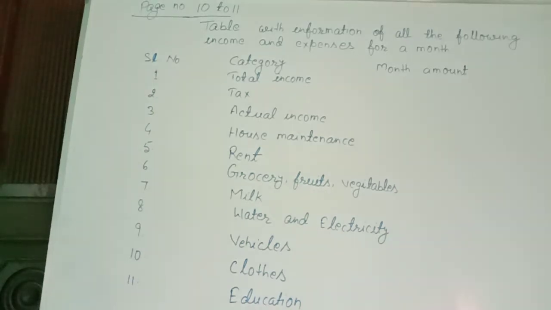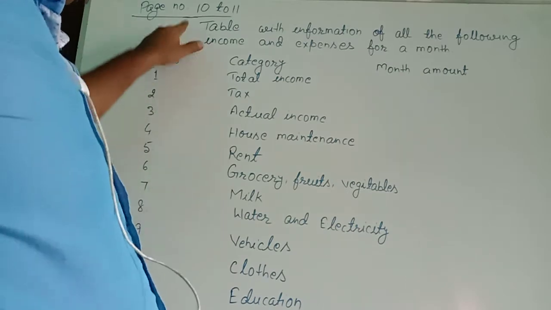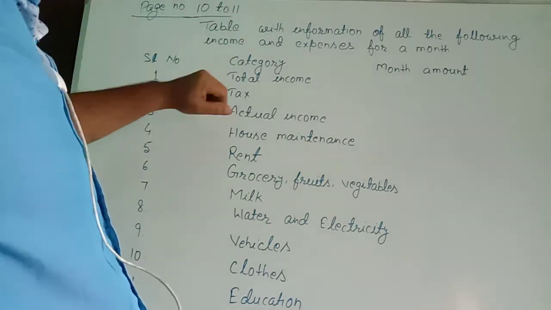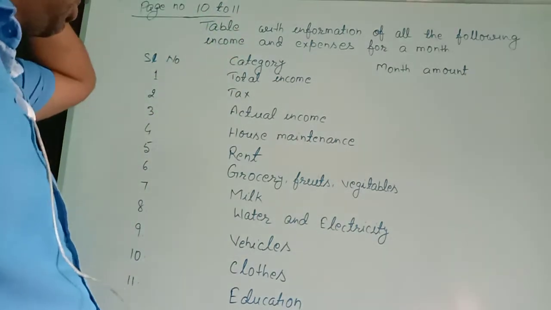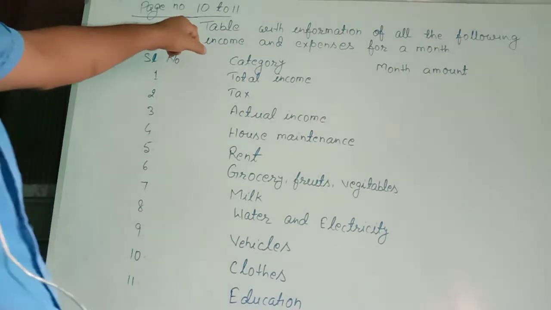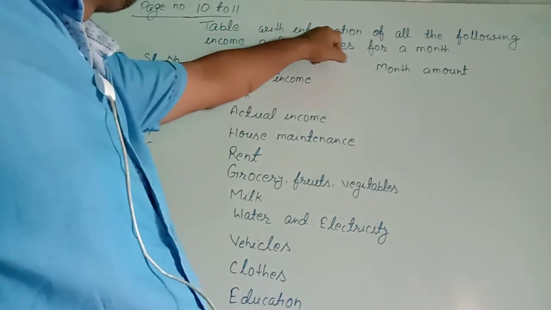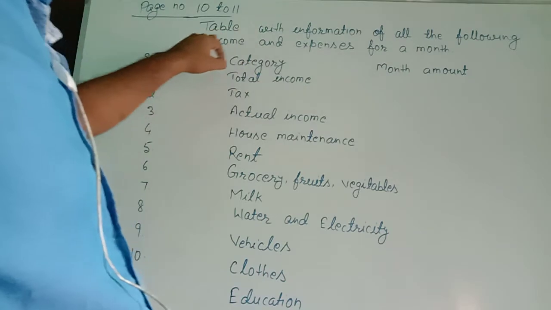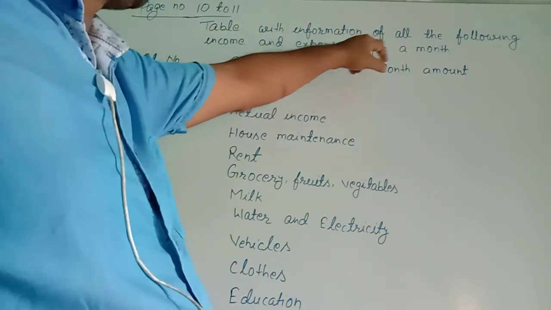This is the next video related with project work, that is part 2. In this part, in page number 10 to 11, maybe it will take 2 pages, you write a table with information of all the following income and expenses for a month.